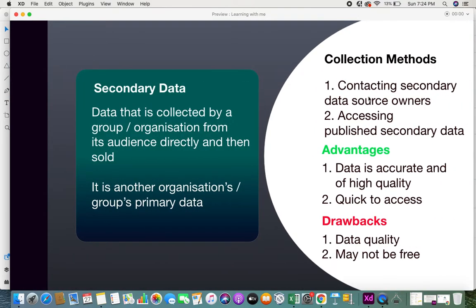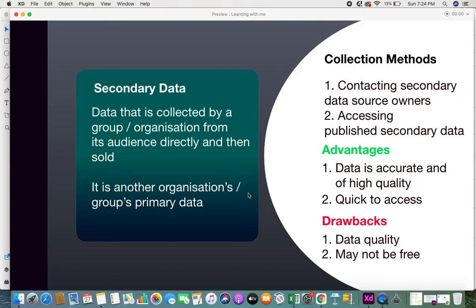The next type of data is secondary data. Secondary data is data that is collected by a group or organization from its audience directly, and then it is sold. This is something that you need to note. It is sold or handed over to someone else. From another perspective, it's an organization or group's primary data, and that data they sell to other people.